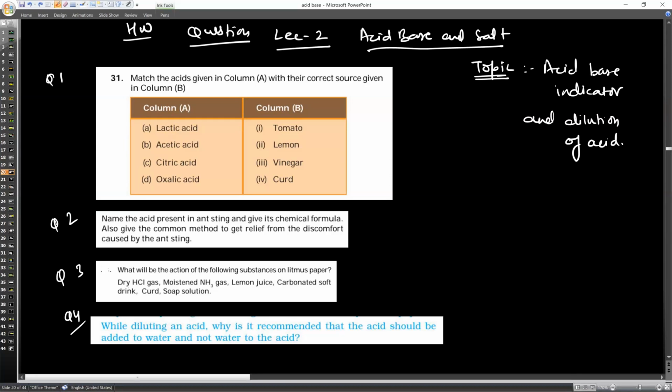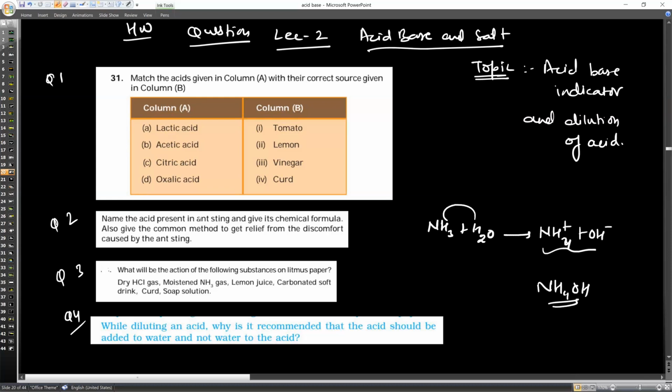Moistened ammonia gas. Can you tell me? In the previous class I discussed that ammonia, when added to water, moistened, will absorb the H plus ions of water and form NH4 plus and OH minus. Actually, it is forming ammonium hydroxide, and ammonium hydroxide is a base, so it will change to blue. Understood?